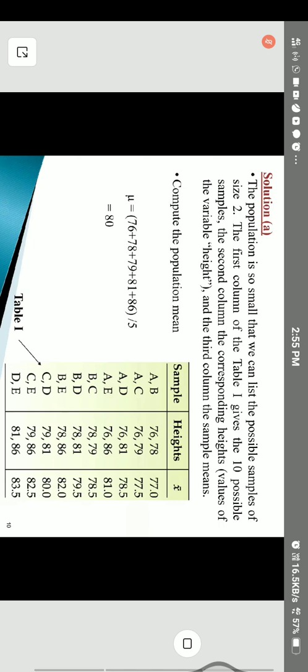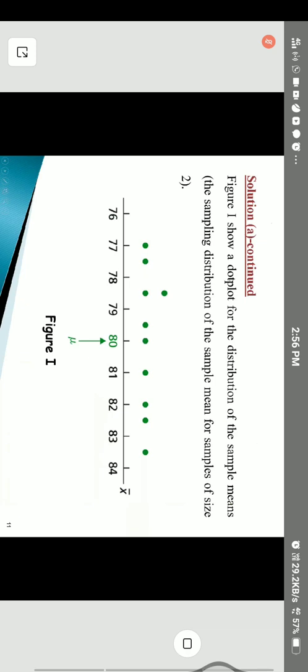The second column gives the corresponding height values of the variable height, and the third column the sample mean. But if you look at size 2 only, it is 80, the same, but it does not represent all players. So continue. Okay, if you look at the figure shown, it shows the sampling distribution of the sample mean for samples of size 2. For size 2, there is this one, this is your mean, and the green balls in your figure 1 are the samples of size 2.